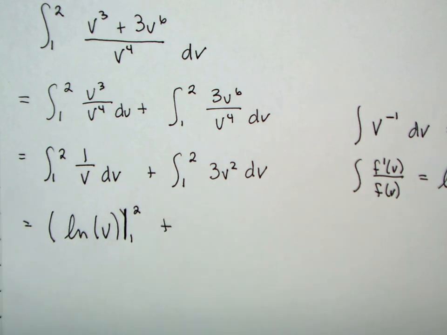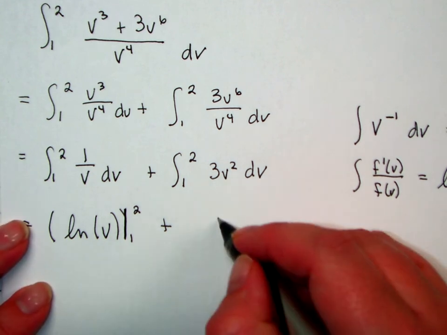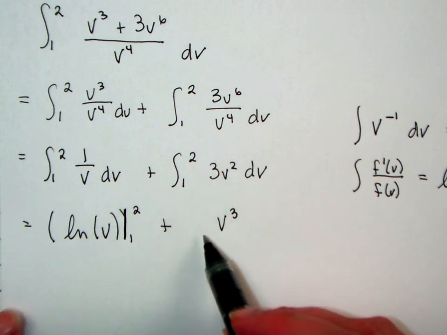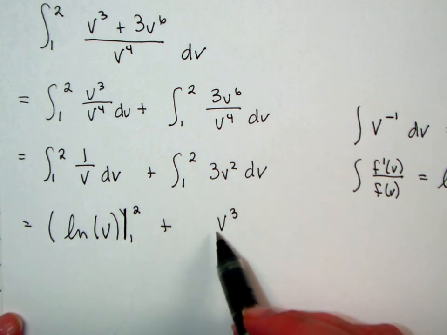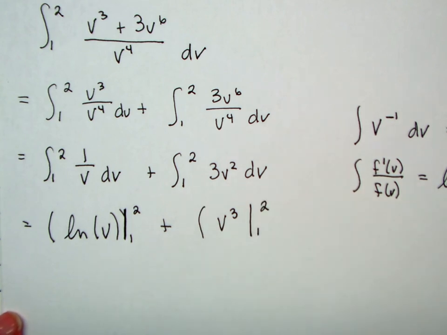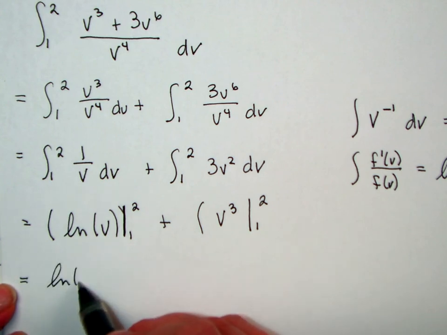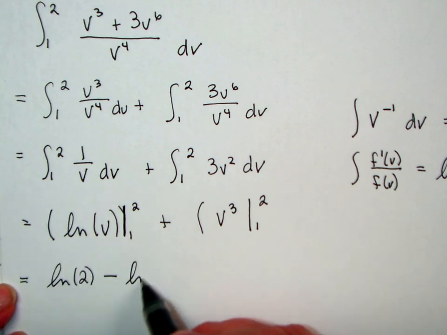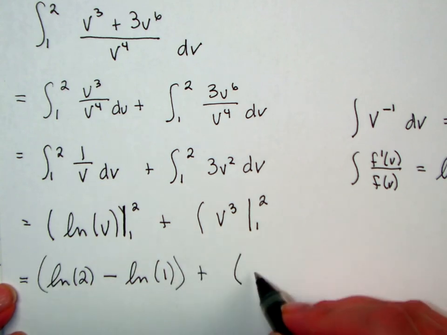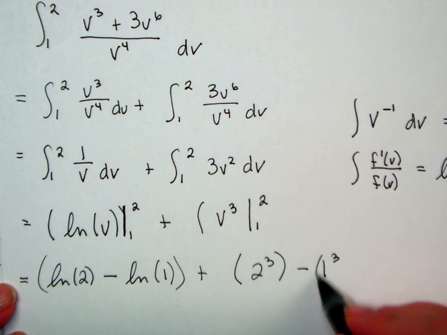Okay? And then what's the antiderivative of 3v squared? Well, this we can do the power rule on. We're going to get v cubed. 3v squared is exactly what I want, so the coefficient doesn't need to be changed. We're just going to leave it at a 1, and we're going to evaluate this from 1 to 2 as well. So if I go ahead and do those evaluations, we're going to get ln of 2 minus ln of 1 plus 2 cubed minus 1 cubed.